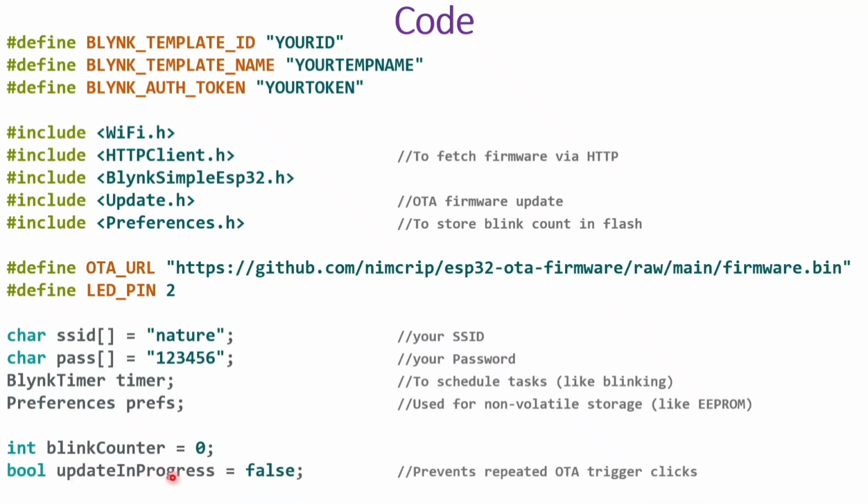Then the update in progress flag. We have taken one boolean flag, updateInProgress, and initialized it with 0. Whenever an update is in progress, we are going to make this flag 1. This will be useful to prevent any repetitive OTA trigger. Suppose you have pressed the button for firmware update, and before the update has finished, you re-trigger that push button, then it will prevent the repetitive OTA trigger, right? So that's why we have taken this flag.